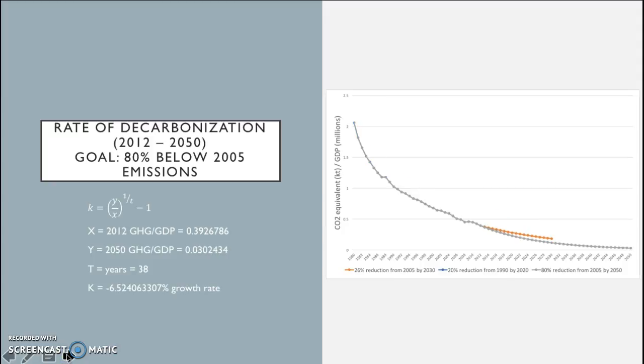And then I also did the goal of 80% below 2005 emissions by 2050. So again, I projected the GDP for 2050 and found the goal emissions taking 80% below 2005. Came up with the two ratios there and got a -6.5% growth rate. And you can see on the graph, it's the one in gray, and it actually overlaps with that blue one. That's why you can't see the blue one. And so a negative 6.5% growth rate starting in 2012 would get us to that 80% below 2005 emissions goal.